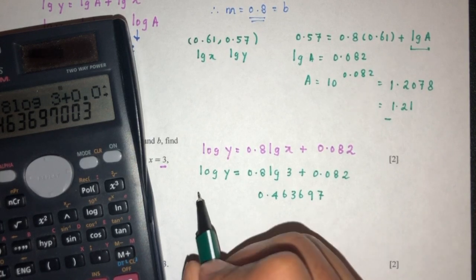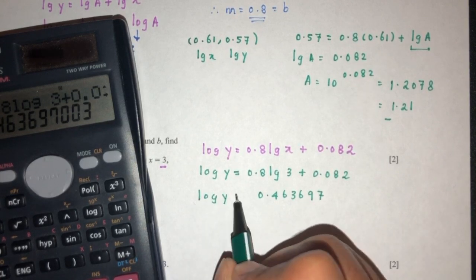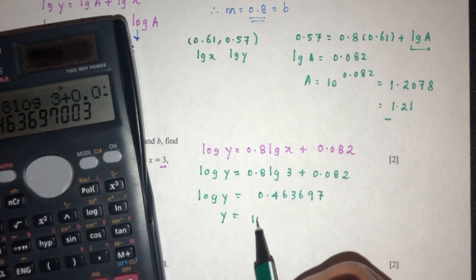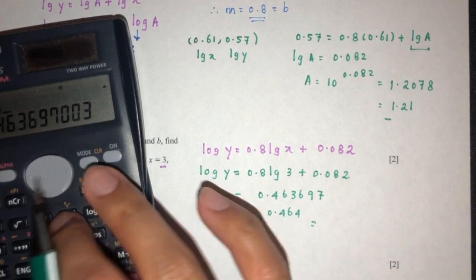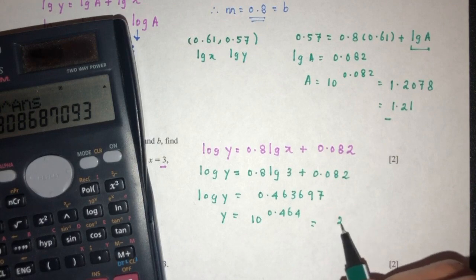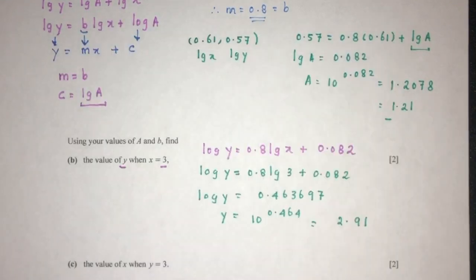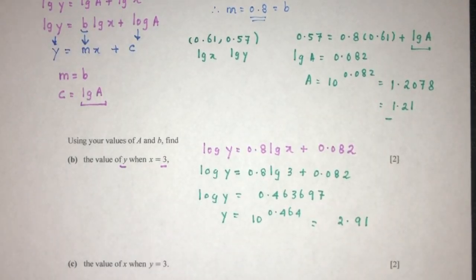0.463697. That will be log of y. So y will be 10 power 0.464. Let's see what happens. That will be 2.91. Okay, that will be your value of y when x is 3.